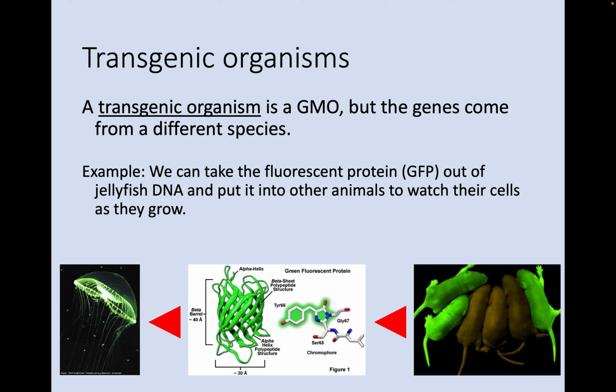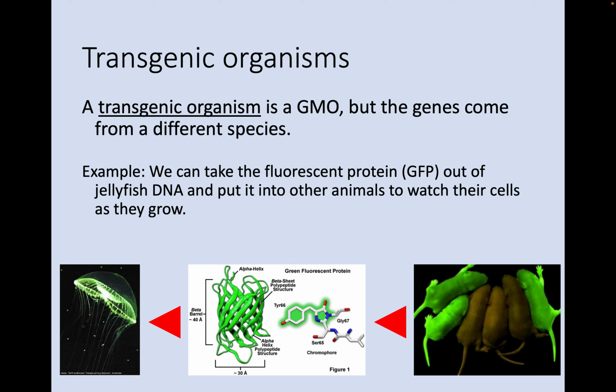Anyways, example time. The jellyfish have a protein in them called green fluorescent protein, or GFP. And it lets jellyfish glow in the dark. They live in the dark ocean. They probably need that. So what we can do is figure out which DNA makes that green fluorescent protein, take it out of the jellyfish, and put it in other organisms so that they will glow in the dark.